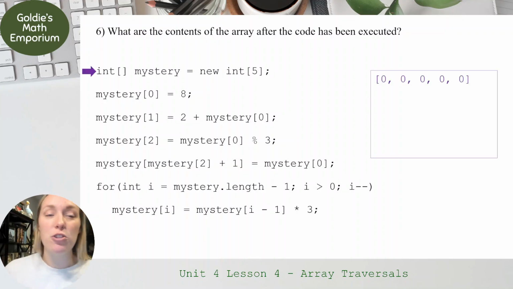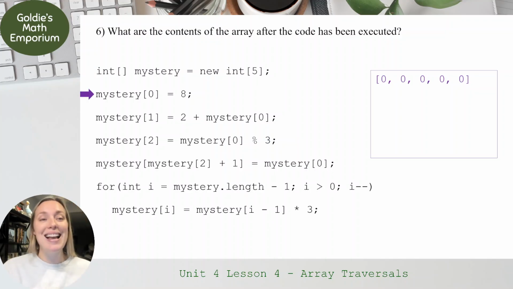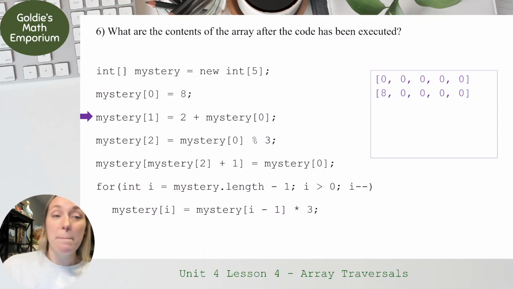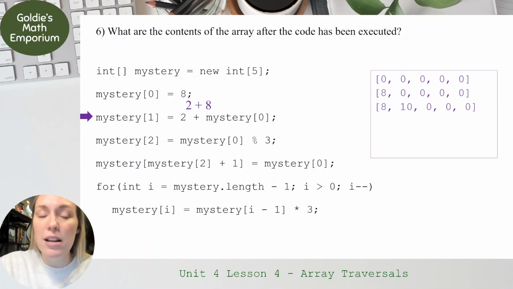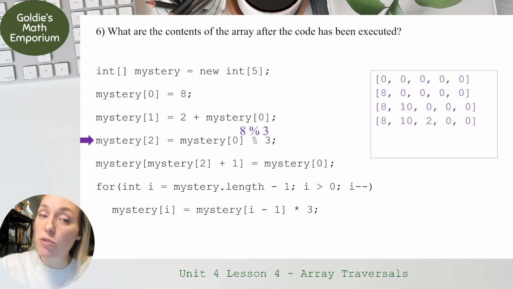Okay. So mystery. We're going to trace through. Mystery has 5 zeros. It's created with 5 zeros. That's what that line means. This one says mystery[0] is going to be 8. Right? So after this line of code goes, index 0 is going to have an 8 in it. Mystery[1], this one has 2 plus mystery[0]. Remember that this is accessing the element, so this is going to be an 8. 2 plus 8 is 10, so 10 is going to go into the first index. Next up, mystery[0], again, is going to be 8. What is 8 mod 3? That's going to be 2 left over, and mystery[2] is going to equal 2, which is why our array now has 8, 10, and 2.